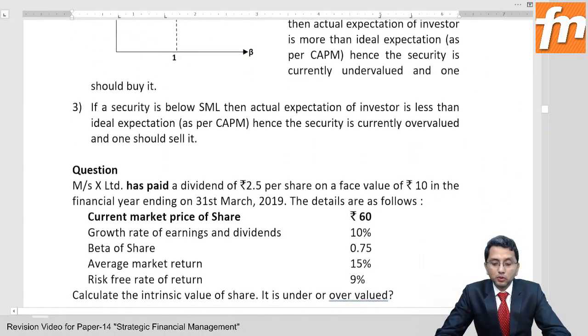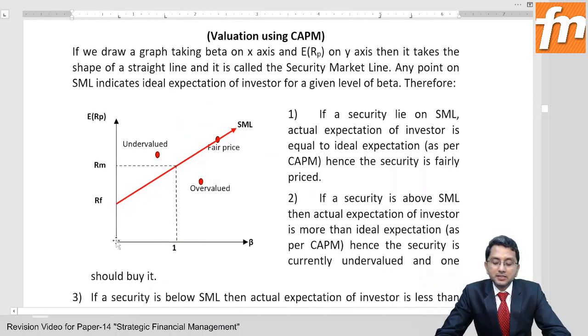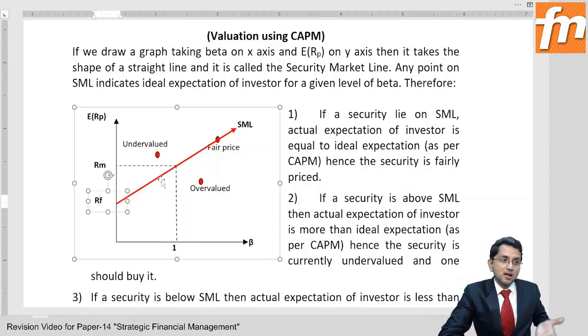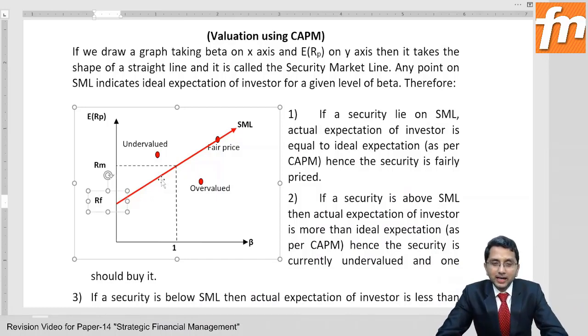Okay, so look at this. When beta is 0, the investor is still expecting something, and that is the risk-free rate of return. And this line is upward sloping towards the right. Now what does that mean? With increase in beta, the expectation of the investor also rises. That's why it is upward sloping towards the right.